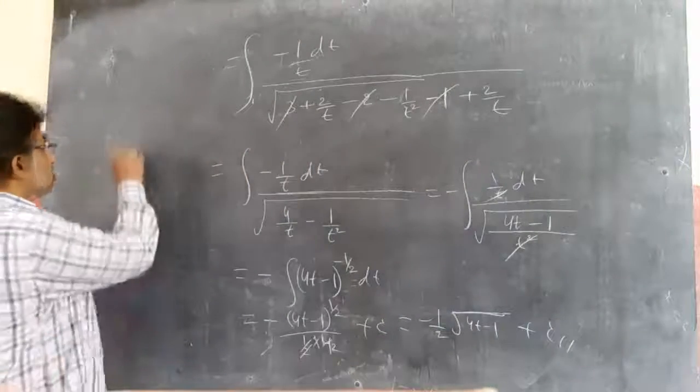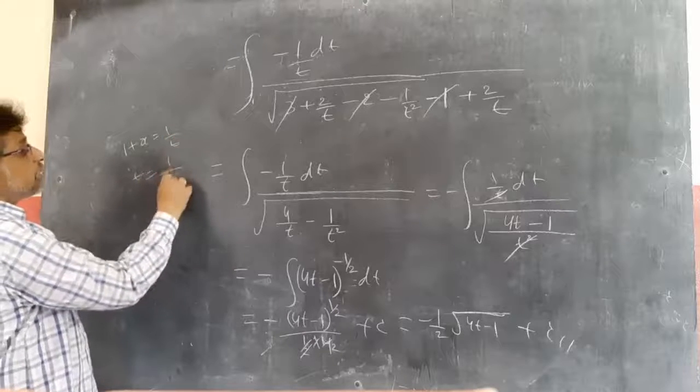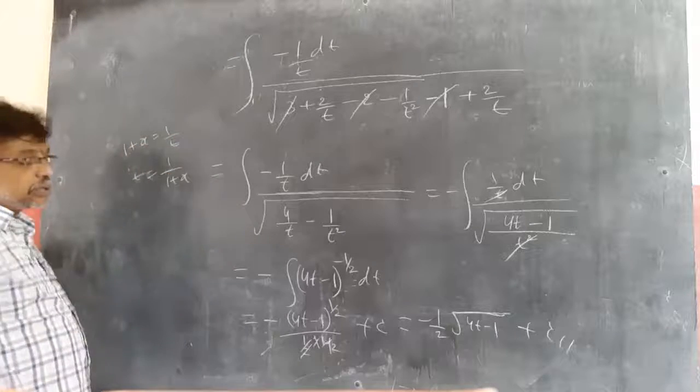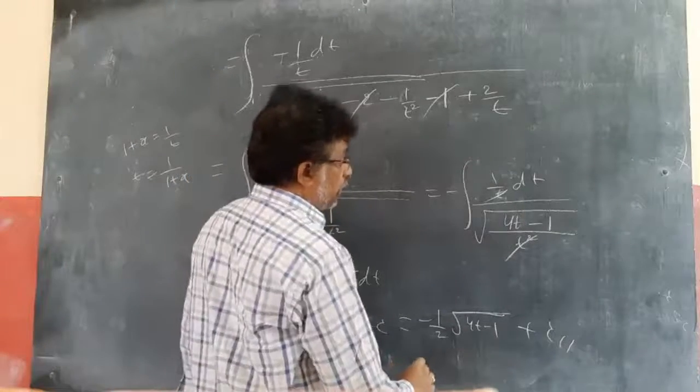What is t? You took 1 plus x equal to 1 by t. What is t? T is 1 by 1 plus x. This to this side, this to this side. So t equal to 1 by 1 plus x. If you substitute here, what you will get finally?